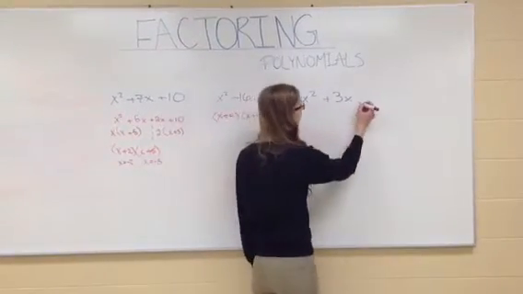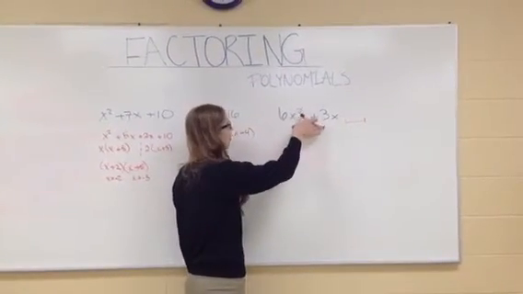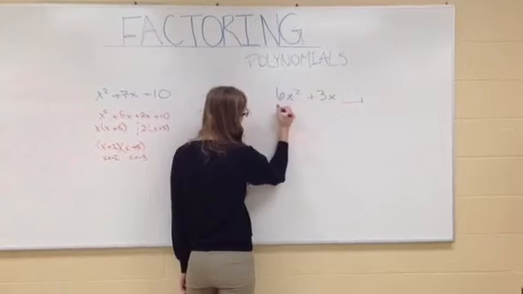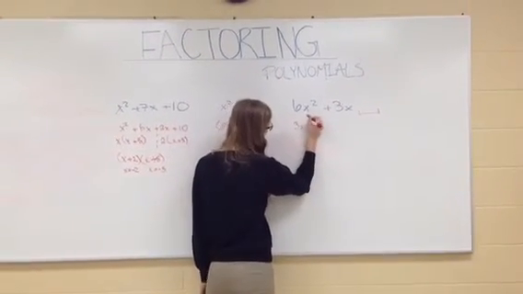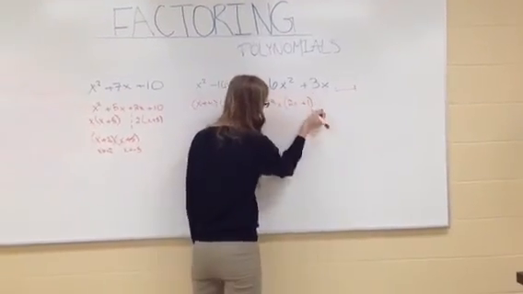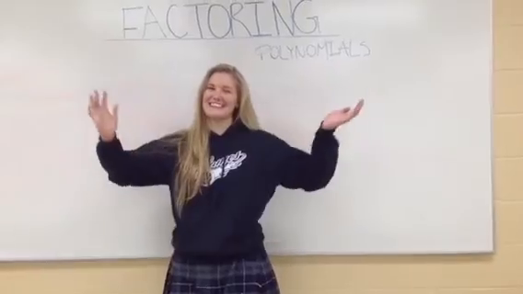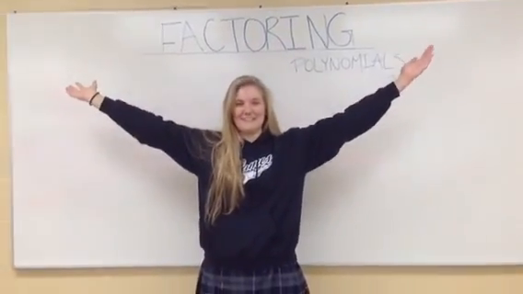And the last factoring technique we're going to show you is when we don't have a constant term here. So all we have to do is take out the greatest common factor, which in this case would be a 3x. And then inside the brackets we're left with 2x plus 1. So now you know everything you need to know about factoring polynomials.